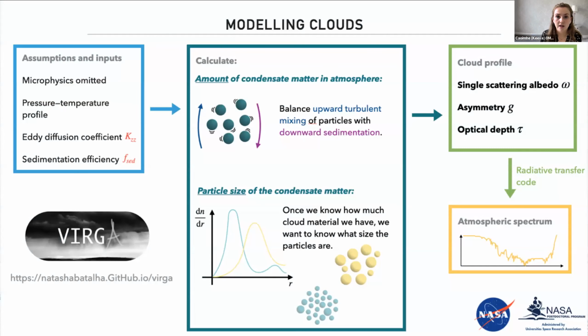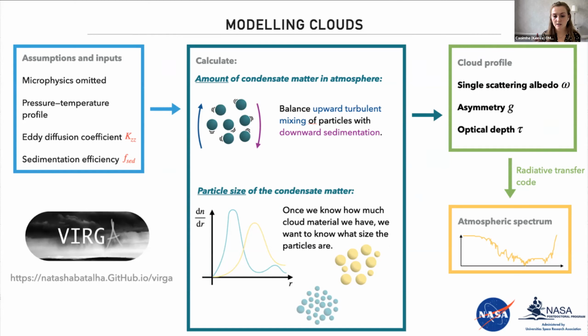I'm going to show you another real slide from a presentation. Actually, in this bottom left, now that you're all learning Python, you could go and download this code. This is a cloud code that we've been using and that NASA use called Virga. This is just a simple slide to explain how we model the cloud. We start with our assumptions and our inputs, which I mentioned most of on the other slide. Once we have those, we put them into our model, and there are two main modeling steps. The first one is that we need to figure out the amount of cloud material, just the amount of it in the atmosphere.